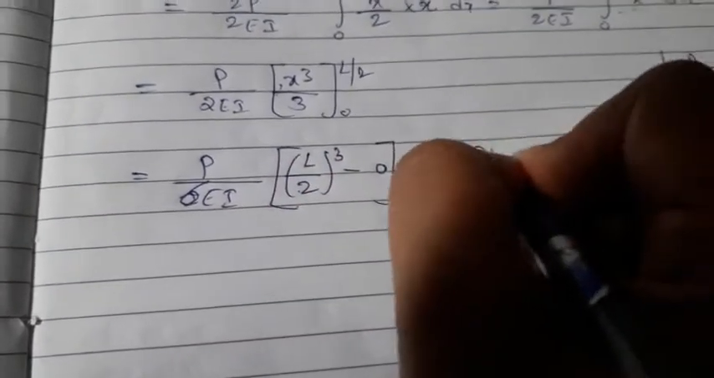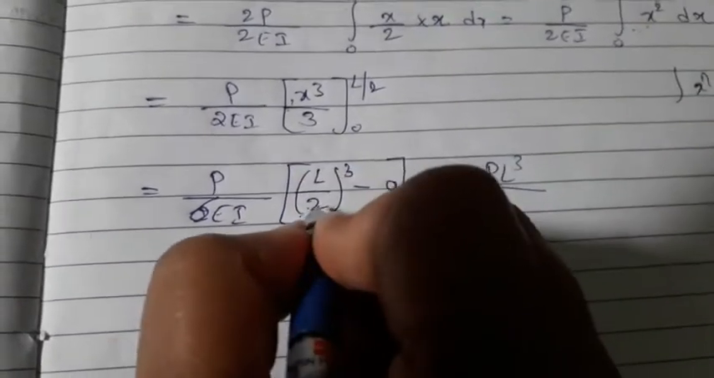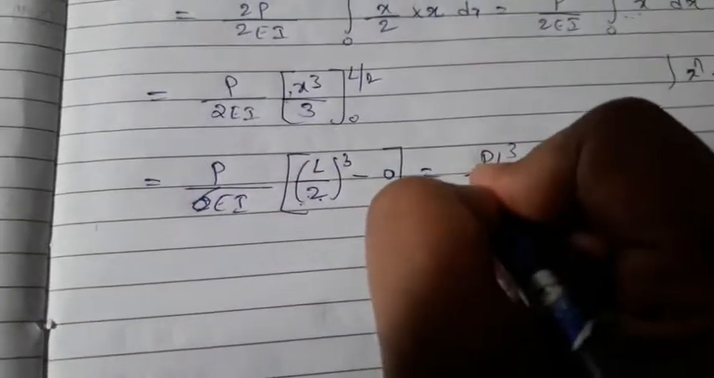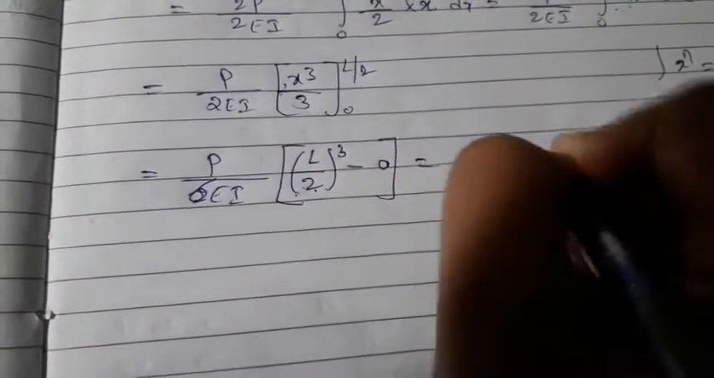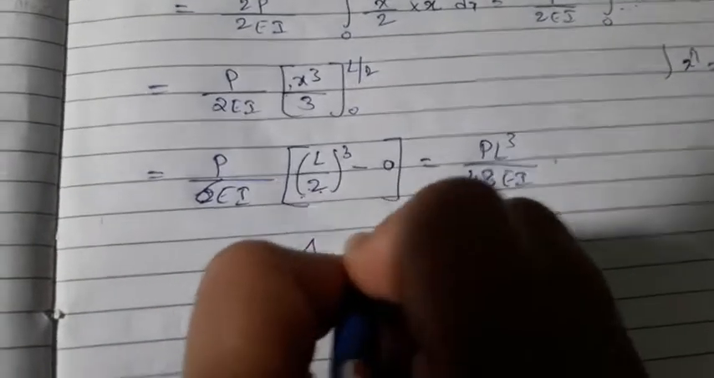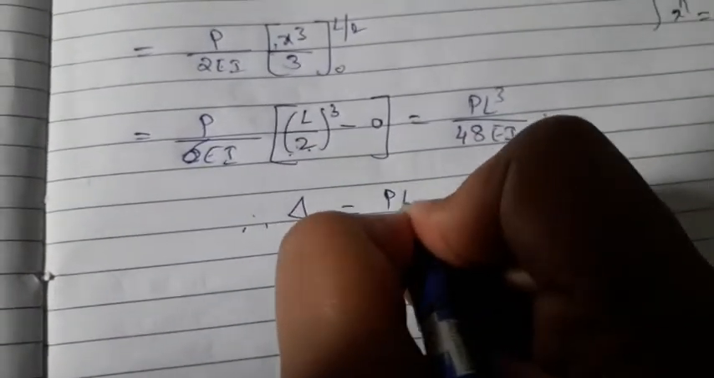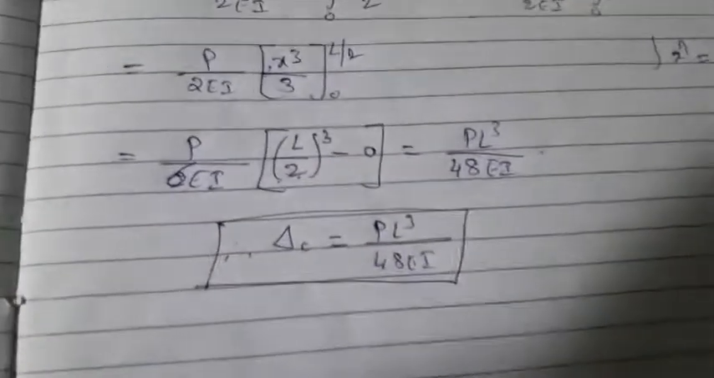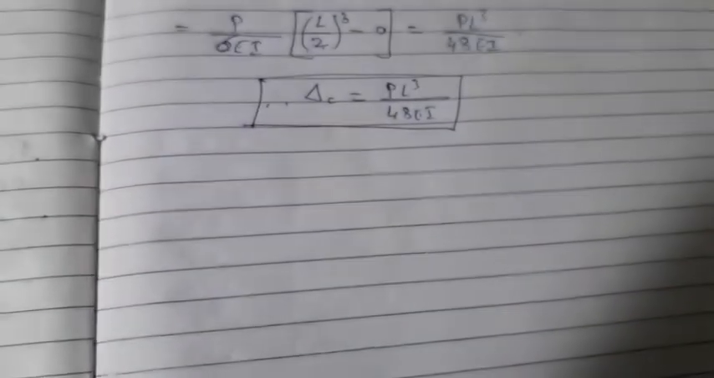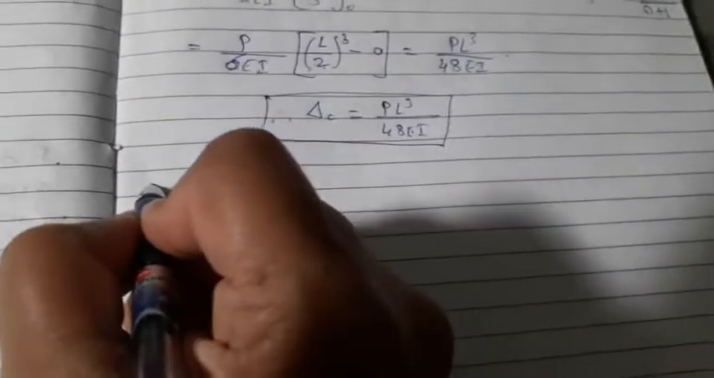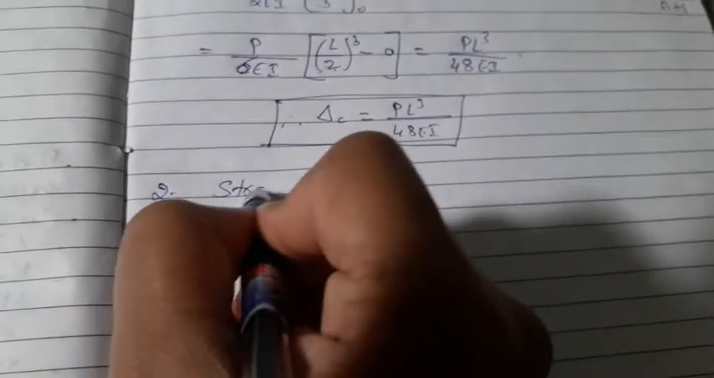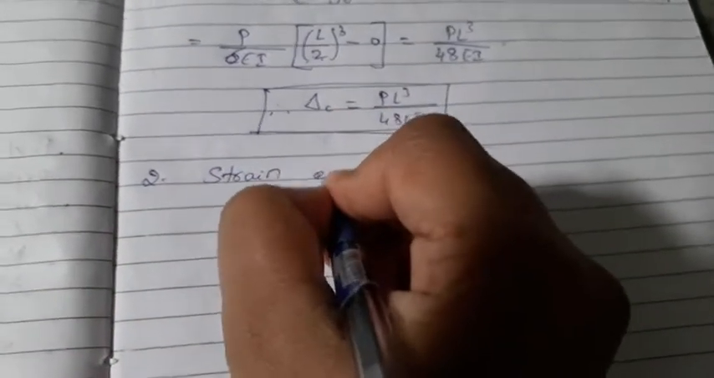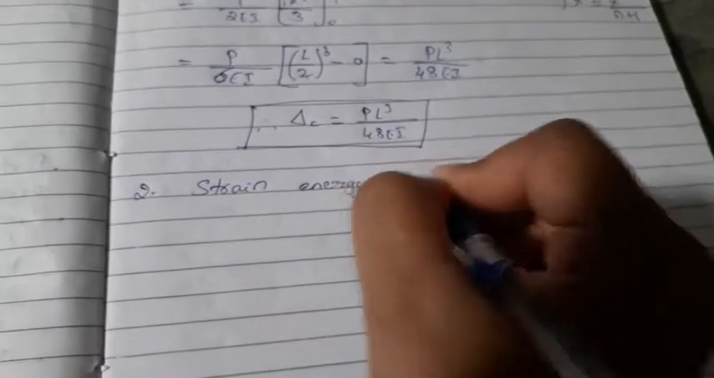We get PL cube by 2 cube is 8. 8 sixes are 48, so 48EI. Therefore deflection at C is equal to PL cube by 48EI. This is Castigliano's method. So once we calculate the deflection by Castigliano's method, now we will take the same thing by strain energy method.